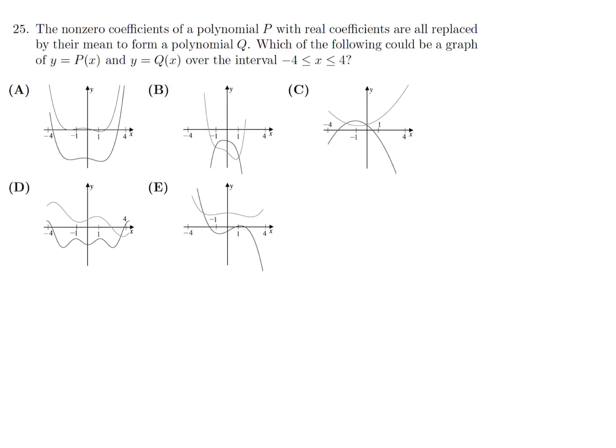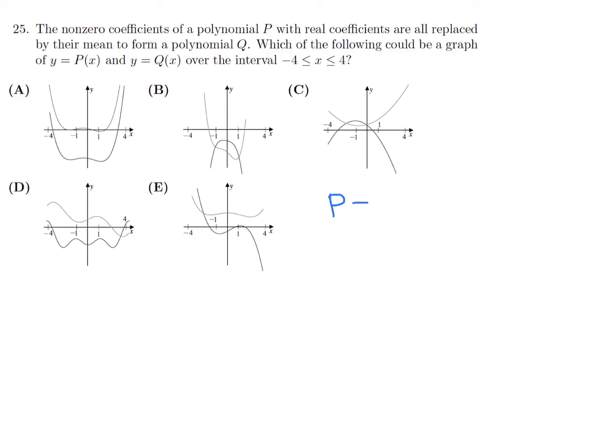The non-zero coefficients of a polynomial p with real coefficients are all replaced by their mean to form polynomial q. Which of the following could be the graph of y equals p(x) and y equals q(x) over the interval -4 to 4 for x?